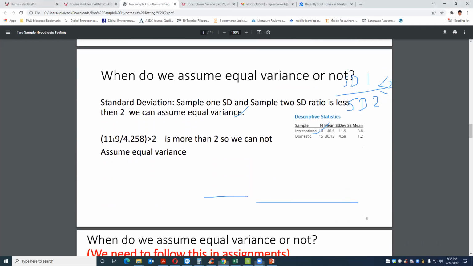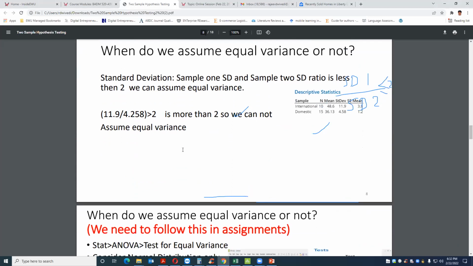Okay, so 11.9 divided by 4.258, which is greater than 2. So this is another option to check whether you have equal or unequal variance.